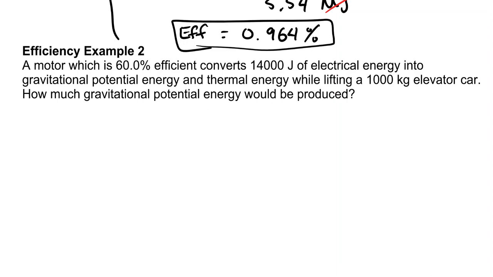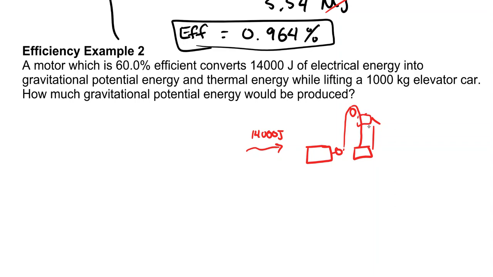So what's happening is we've got a motor here, and it's attached to a rope, and there's a pulley up here, and we're lifting a box. The box is going to get lifted up, okay? And so we're going to put in a motor that converts 14,000 joules of energy, and we're going to lift this box up, and it's going to be up here somewhere.